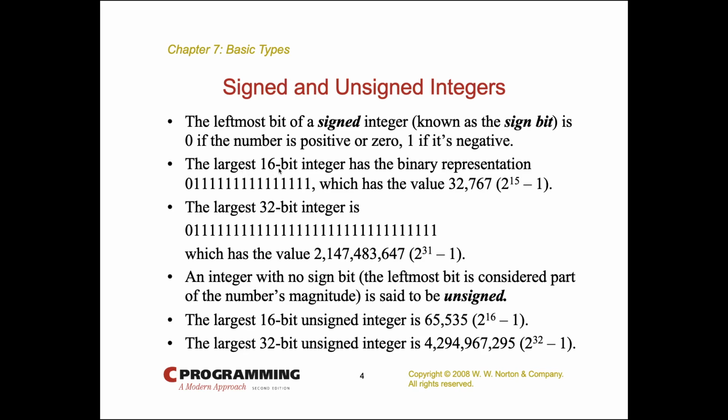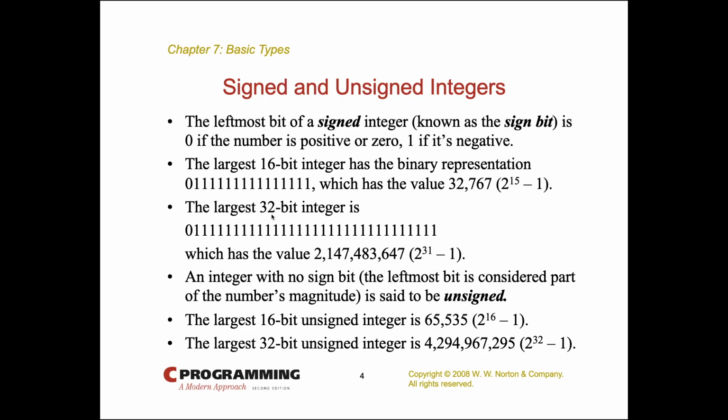The largest 16-bit integer has a binary representation where the leftmost bit is only 0, but the other bits are all 1. It has the value 32,767, which means 2 to the power of 15 minus 1.